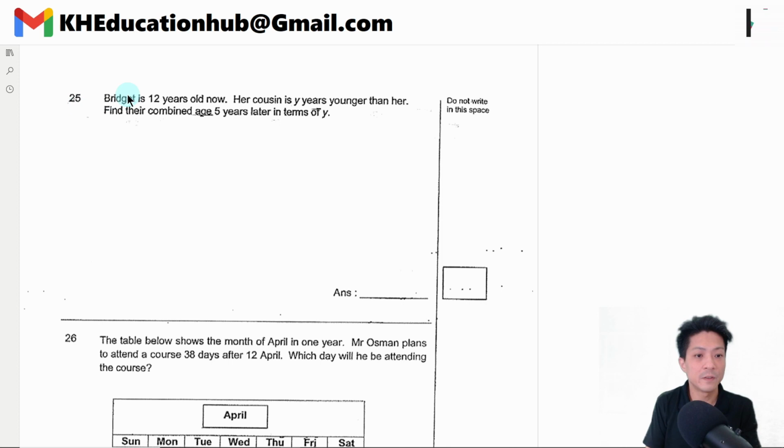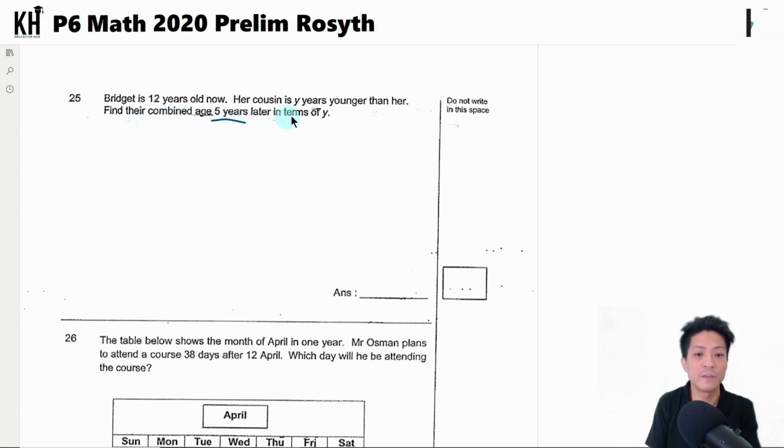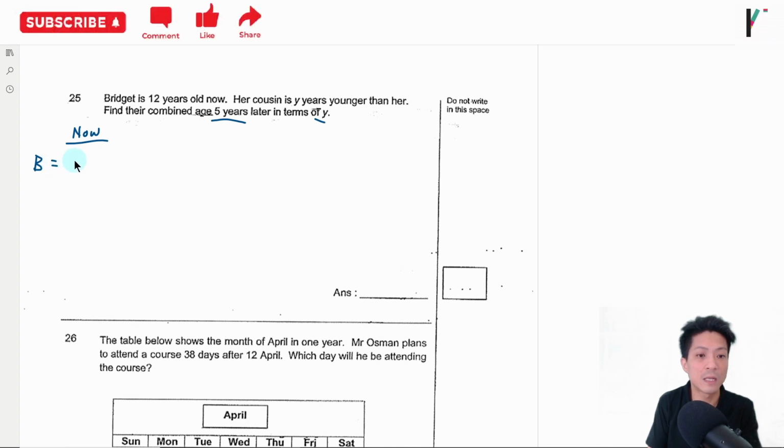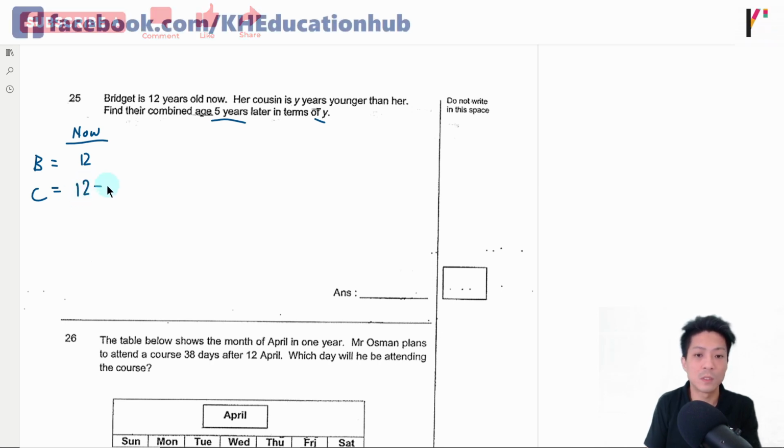Question 25. Bridget is 12 years old now. Her cousin is y years younger than her. Find their combined age 5 years later in terms of y. Okay, let's list everything out properly. Bridget is 12 years old. That means her cousin is y years younger, right? So it will be 12 minus y.